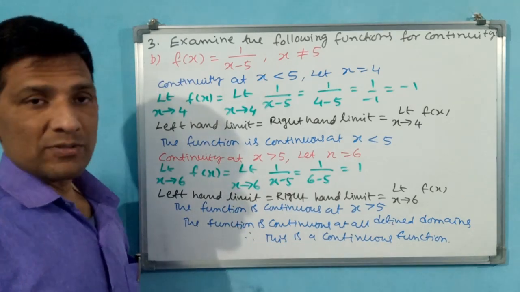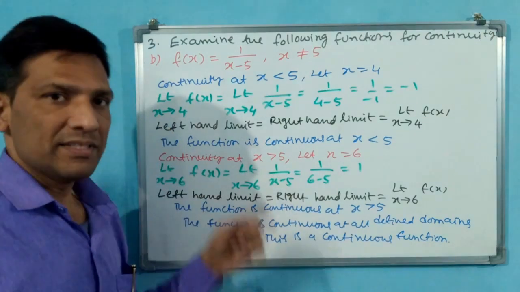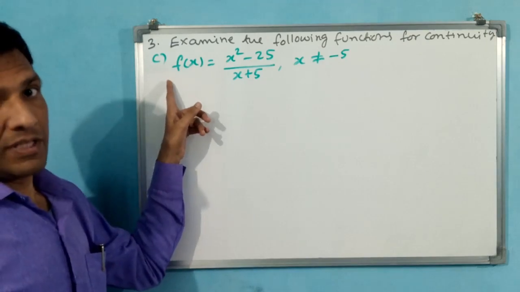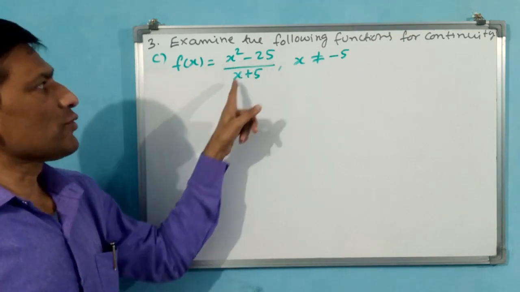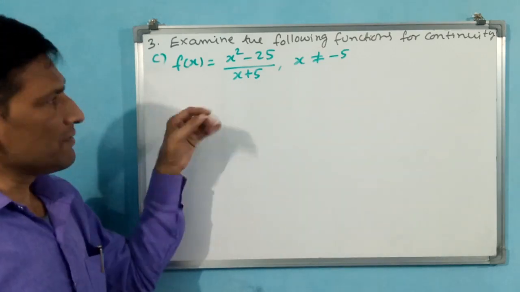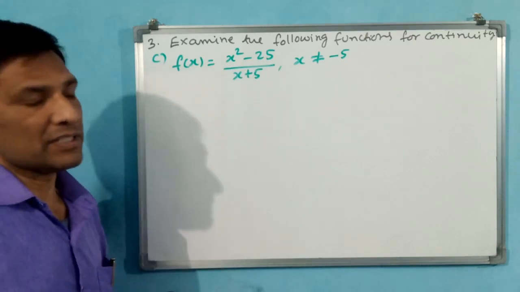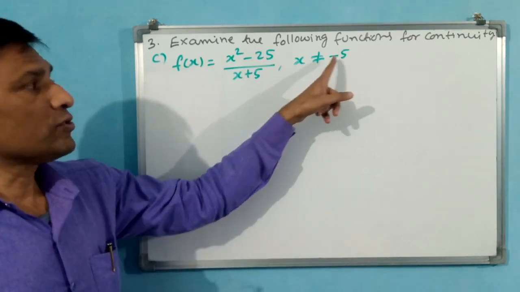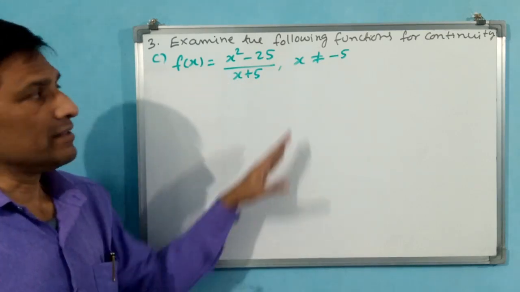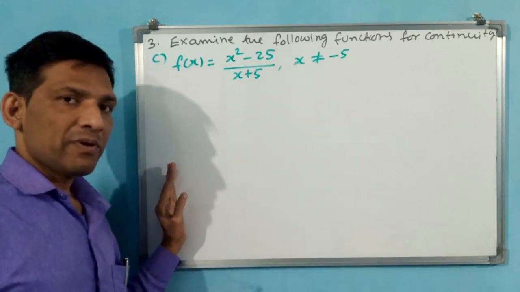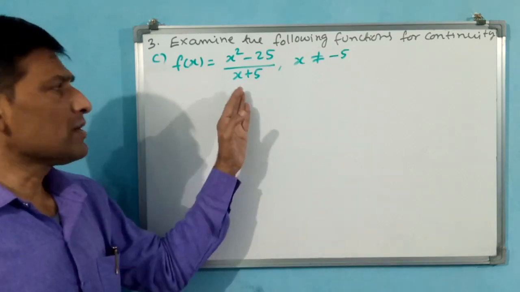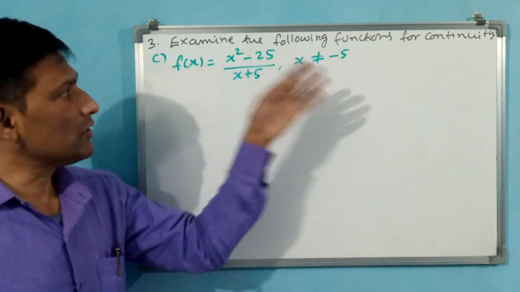Okay. Let us go for C, part C, third question. Examine the following functions for continuity. C. f of x is equal to x square minus 25 by x plus 5, x is not equal to minus 5. This is the function. We have to examine the continuity of this function. Here also you see at x is equal to minus 5, the function is not defined. That means here two domains we can take. First domain x is less than minus 5. Second domain x is greater than minus 5. For x less than minus 5, all continuity you can check. For x greater than minus 5 also, all continuity you can check.